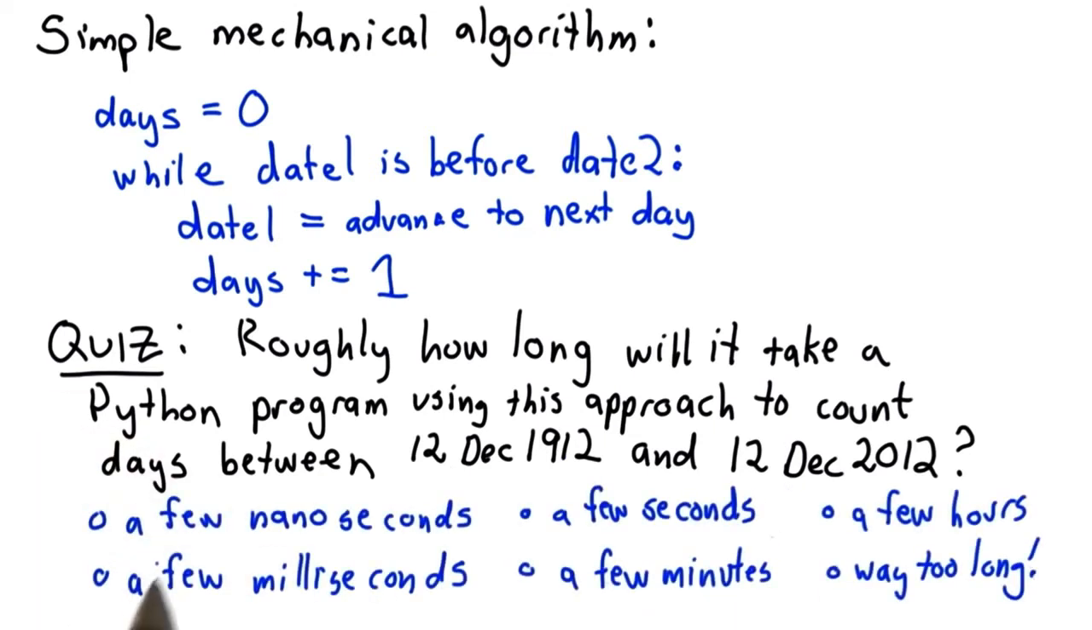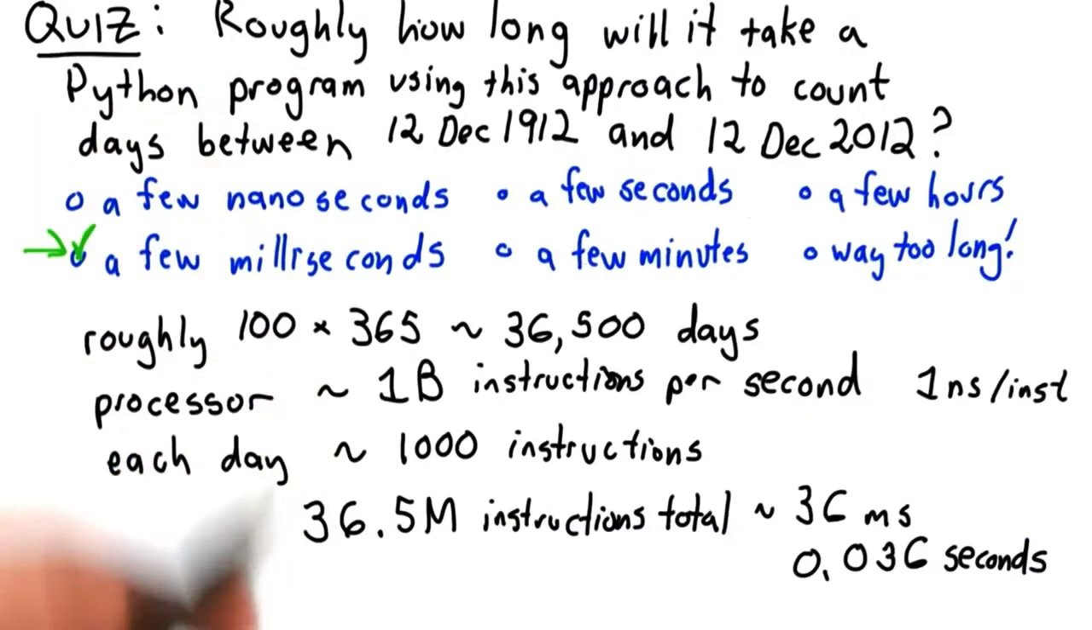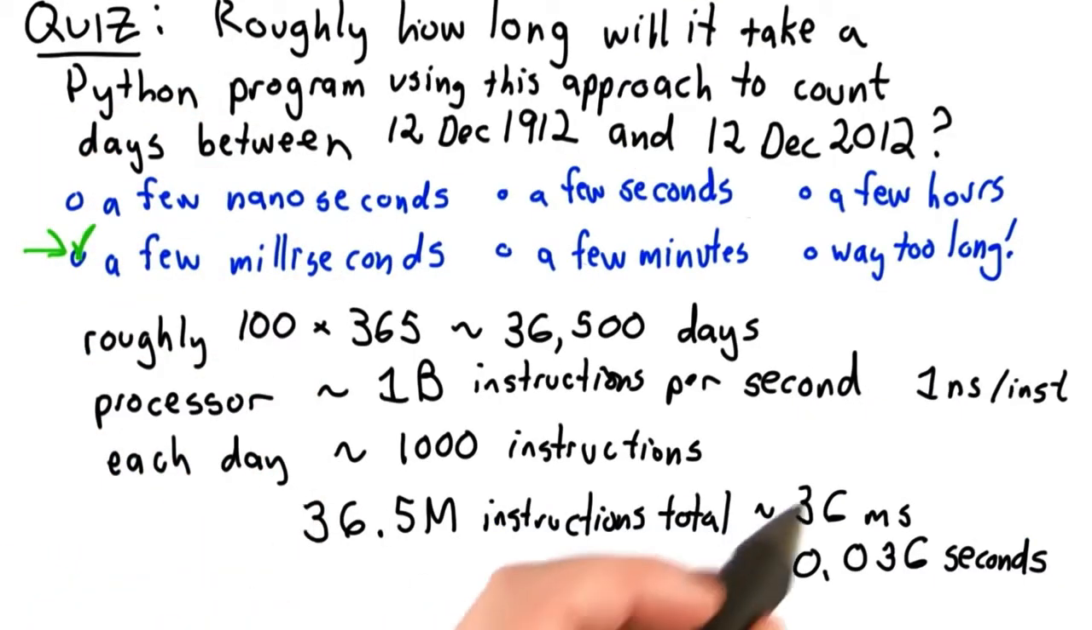So here are the choices. A few nanoseconds, that's a billionth of a second. A few milliseconds, that's a thousandth of a second. A few seconds, a few minutes, a few hours, or way, way too long. This requires a little bit of guessing and thought, but I think you should know enough to be able to get the correct answer. So this seems like a really brain-dead way of doing things, but maybe that's good enough.